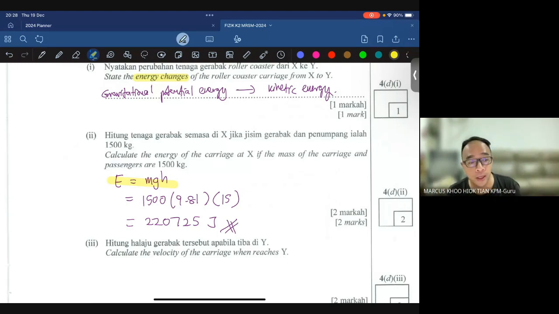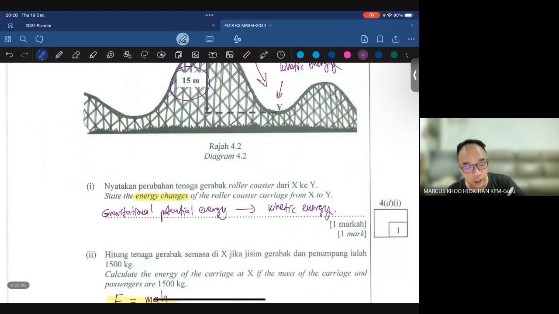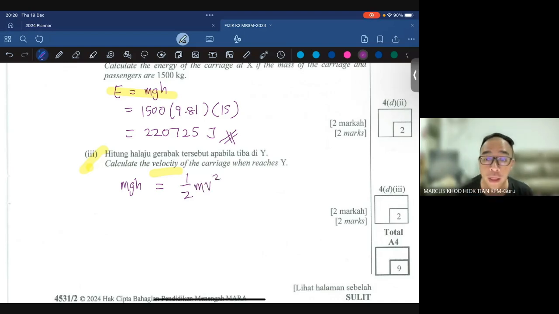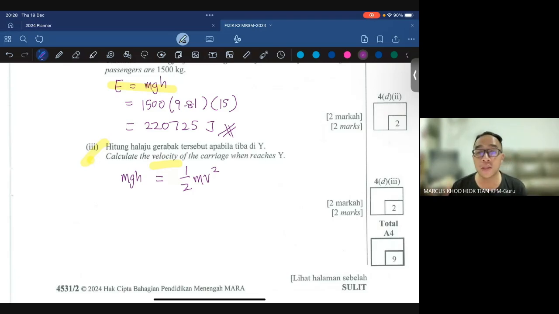These are the basic formulas that you must remember, because they're not going to be given to you during the exam. And so the next question, calculate the velocity. Since it changes from gravitational to kinetic, the gravitational potential energy equals the kinetic energy. I think this is a good opportunity to revise these two formulas again, especially because they're not going to give them to you in the exam.